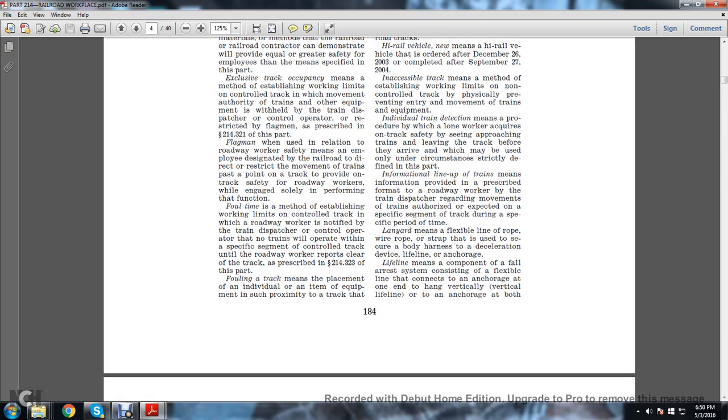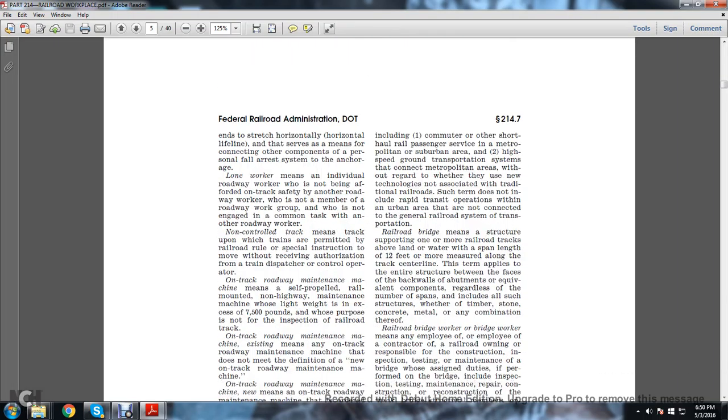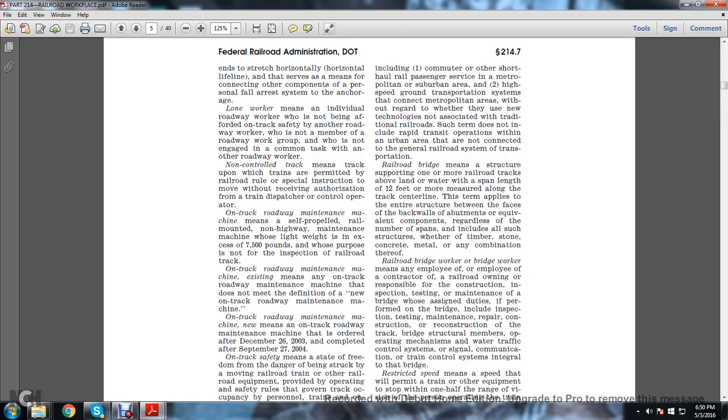Lifeline means a component of a fall arrest system consisting of a flexible line that connects to an anchorage at one end to hang vertically, or to anchorages at both ends to stretch horizontally, and that serves as the means for connecting the other components of the personal fall arrest system to the anchorage.